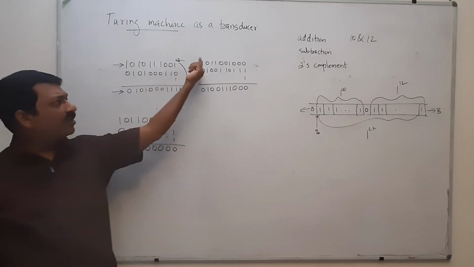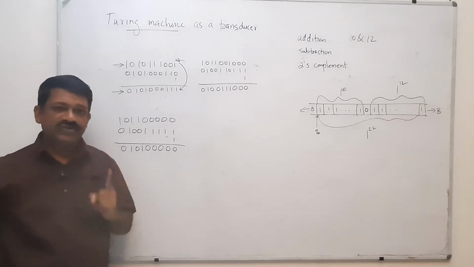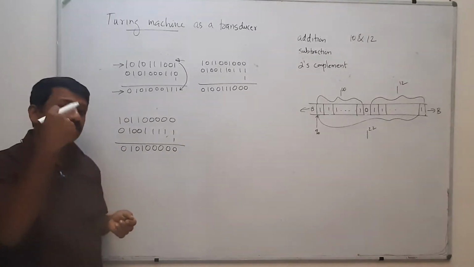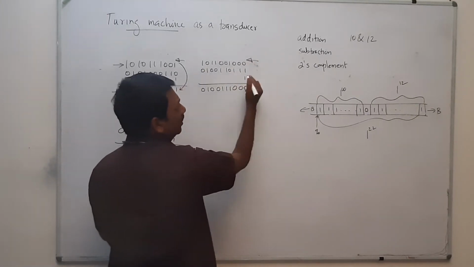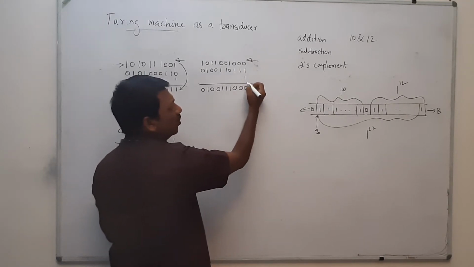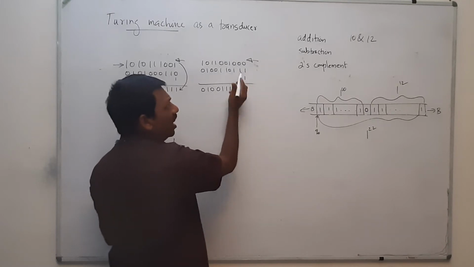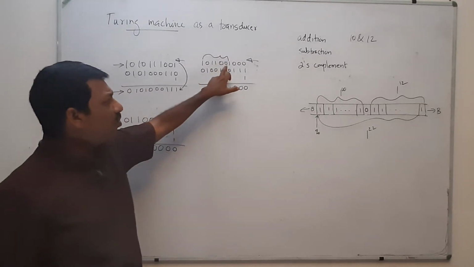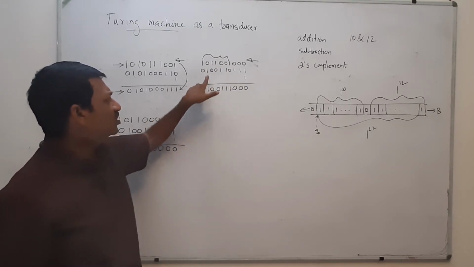That means from right to left, you have to search for the first one, and you have to copy that one as such. And to the left of that, you have to complement all the numbers. See here, you are moving from here to here. You are searching for the first one. Up to that, you have to copy all the zeros. That means you have copied the 0, copied the 0, copied the 0, and you have copied the first one. And to the left of that, up to this point, all numbers have to be complemented. That means 0 to 1, 0 to 1, 1 to 0, 1 to 0, 0 to 1, 1 to 0.